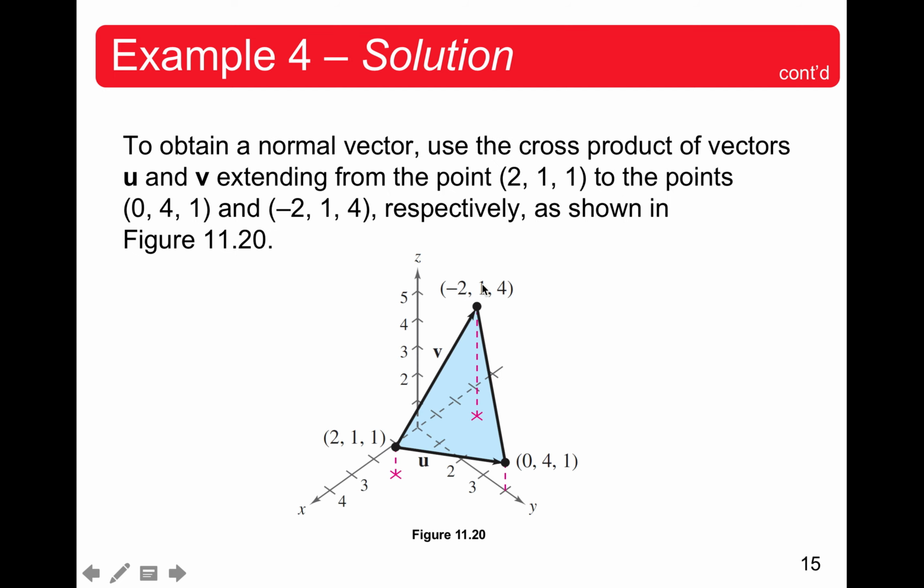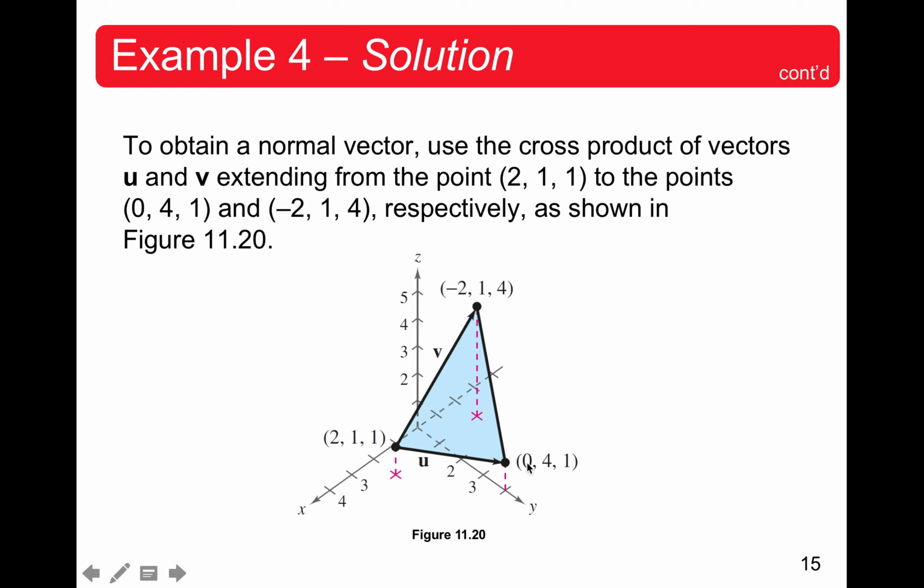And if you think back to the previous lesson, 10.3, finding something that's orthogonal to two vectors would be the cross product between them. So right here, this is a picture, and what we want to do is find the normal vector, and we're going to use the cross product of vectors u and v. So we're going to use the point 2, 1, 1 as our starting point. So we're going to find this as u, and this would be v.